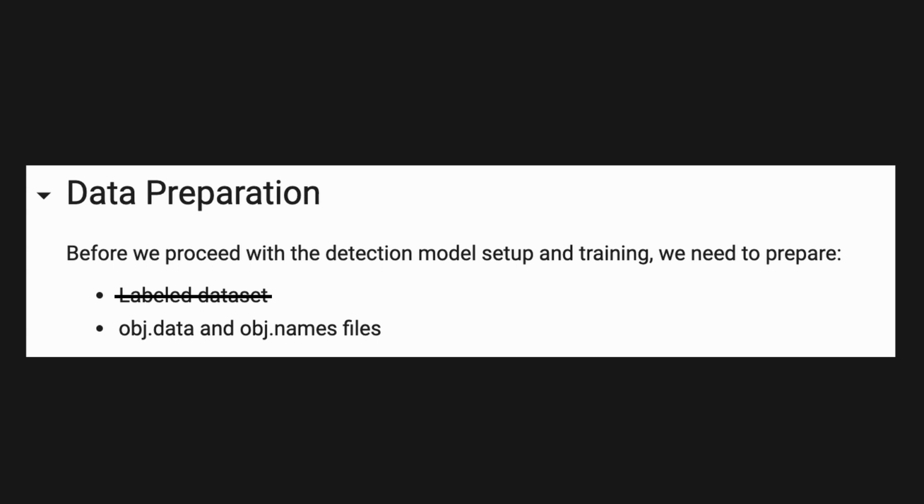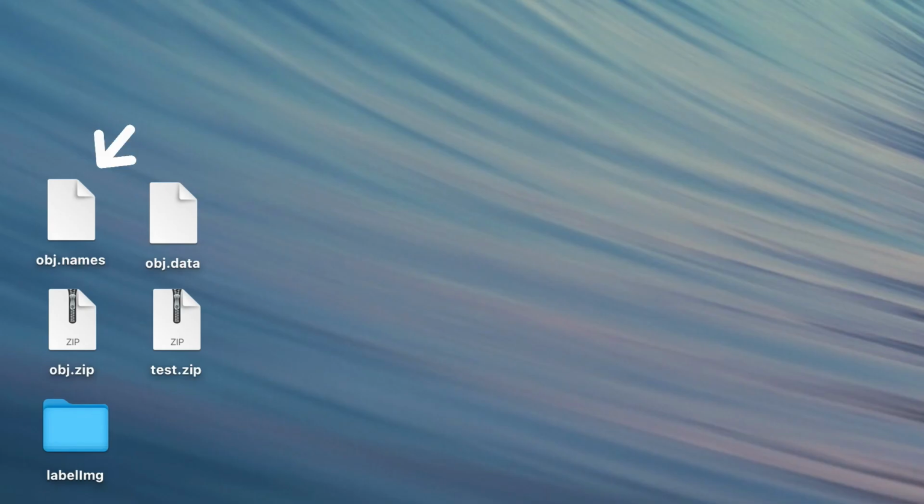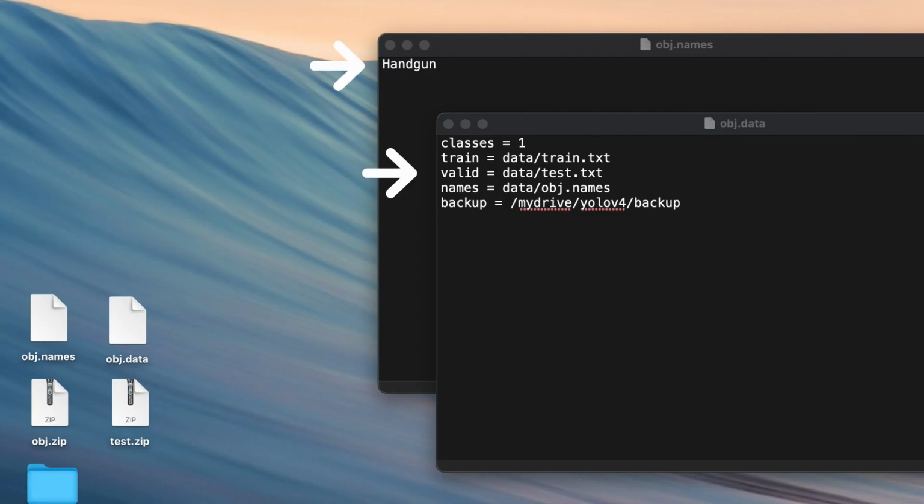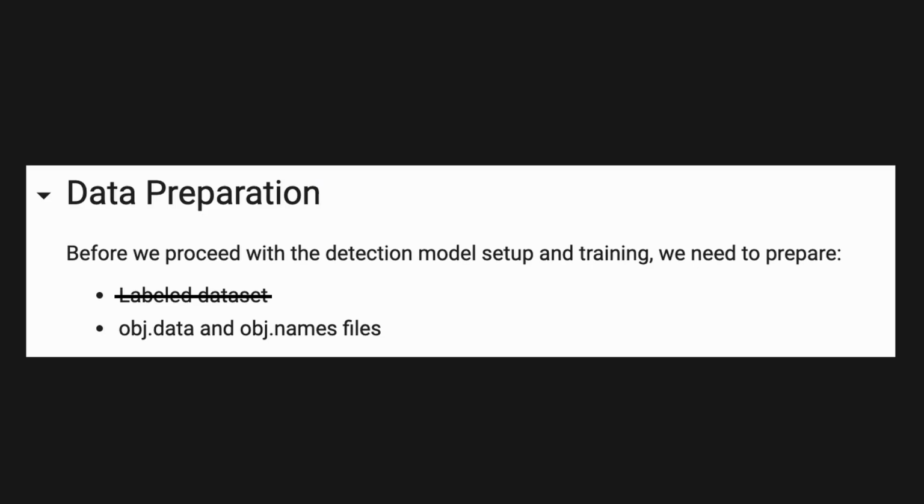Now we will create object.data and object.names files. I have created these files on my desktop with this data. The object.names file should contain the class name. The object.data file should contain the class count, these paths, and the backup folder location. We have prepared the required data.